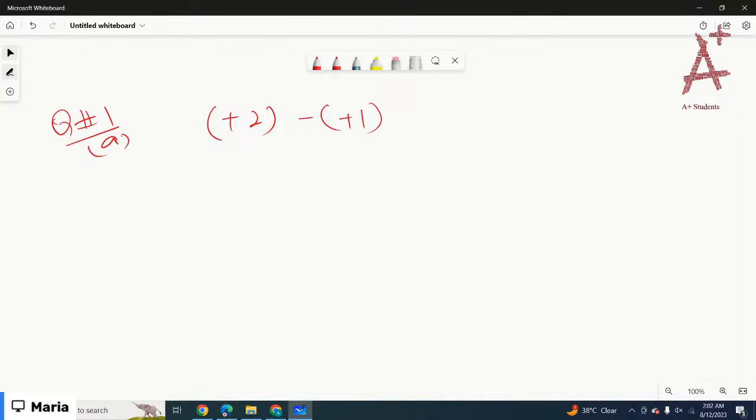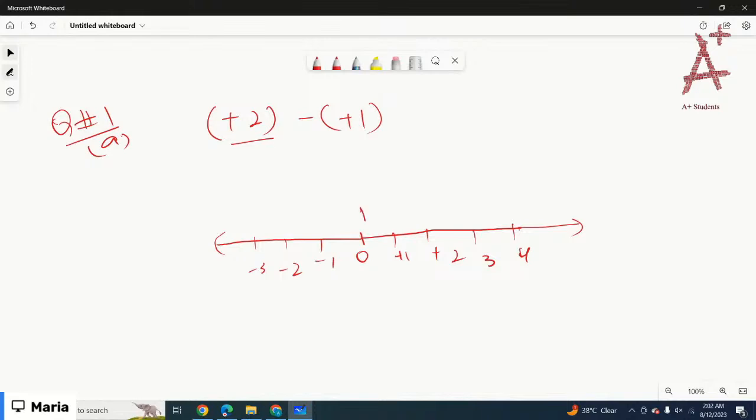So you have to start with 0. Here is the number line. 0, positive 1, 2, 3, 4. Here you have all the positive numbers. Here you have all the negative numbers, negative 1, negative 2 and negative 3. Positive 2 is a positive number, so start with 0 and go to 2. That is positive 2. Then you have to subtract plus 1.